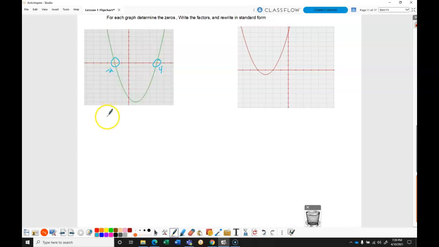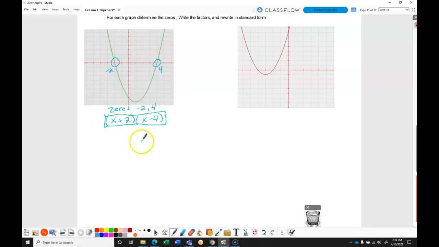So if my zeros are -2 and 4, then my first factor is x plus 2. Because if I substituted in -2 plus 2, I would get 0. My second factor is x minus 4. Because if I substituted in the 4, 4 minus 4 would be 0. So I wrote it in factored form like it asked.